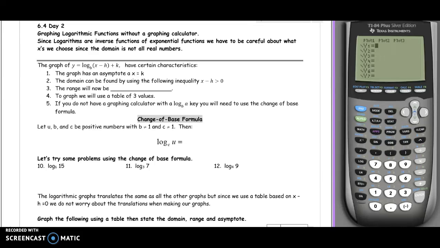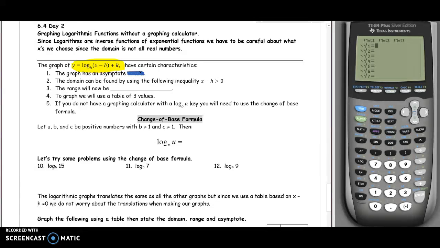Today's notes say that we are going to graph logarithmic functions without a graphing calculator, but technically we're still going to use the graphing calculator to help us, so it's kind of lying, but that's okay. So this equation y equals the log base b of x minus h plus k has some characteristics that we need to talk about. The first thing is that there's an error in here, so cross out x equals k because that is most definitely wrong.